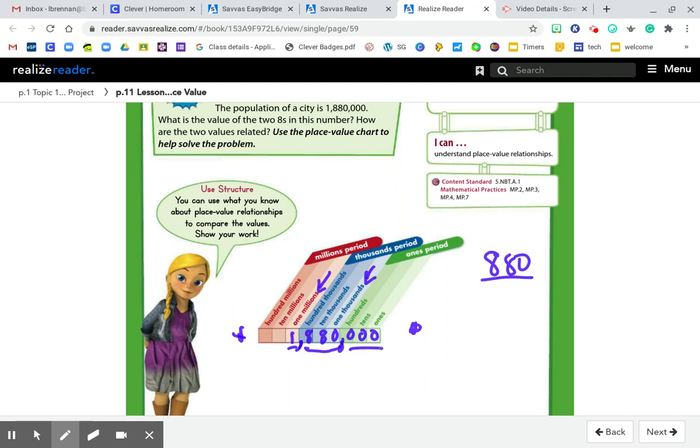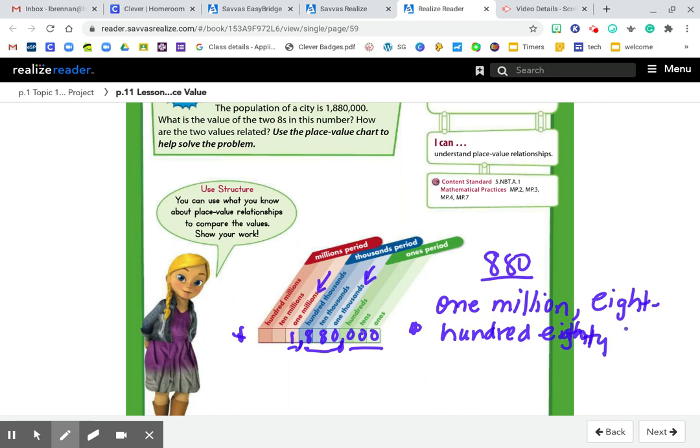If I was to write that in written form, I would write 1 million, and we put a comma, and we would say 880 thousand. Sorry, I'm going into cursive there. Let me spell that right. Thousand. That's how we would say it in written form or word form. You'll see it called either word form or written form.